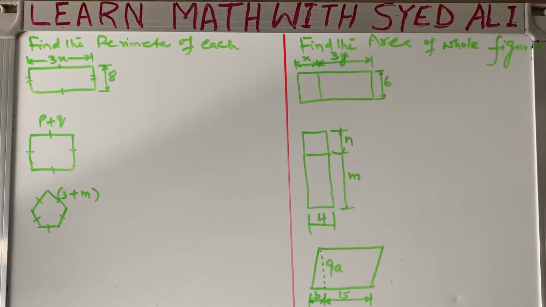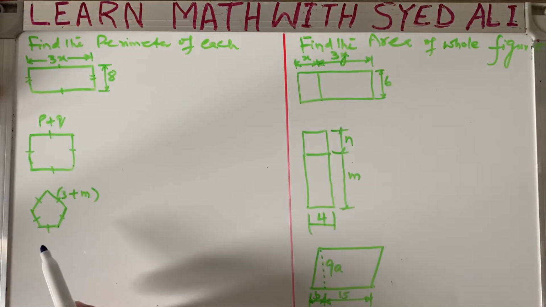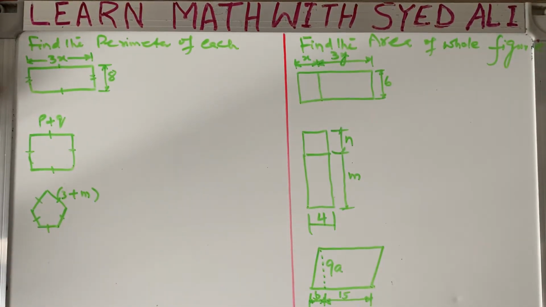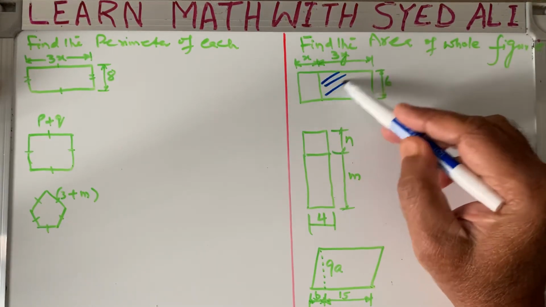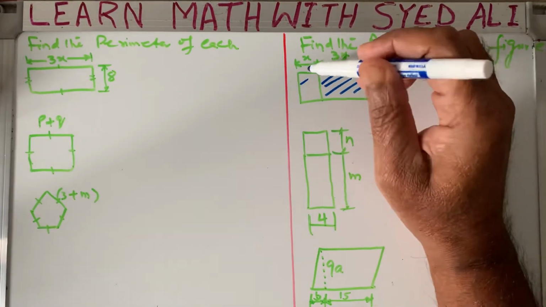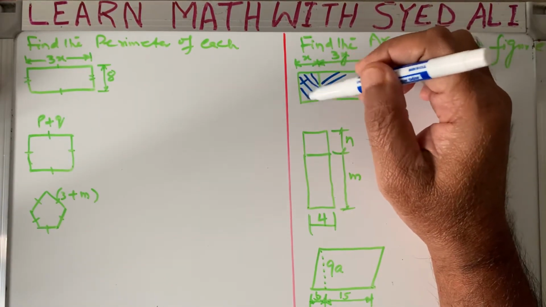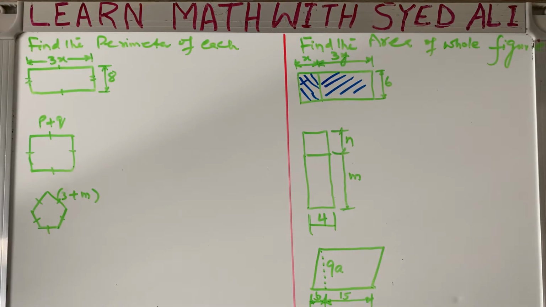Today we have some questions regarding algebraic expressions. The first question is: find the perimeter of each figure. So we have some figures here, and we will go over them one by one. The second question is: find the area of the whole figure. Whole figure means this figure is made up of two sections. One section is a rectangle, the other section is again a rectangle. So we have to find the area for the whole figure, consisting of two figures. First, we will see how to find the perimeter.